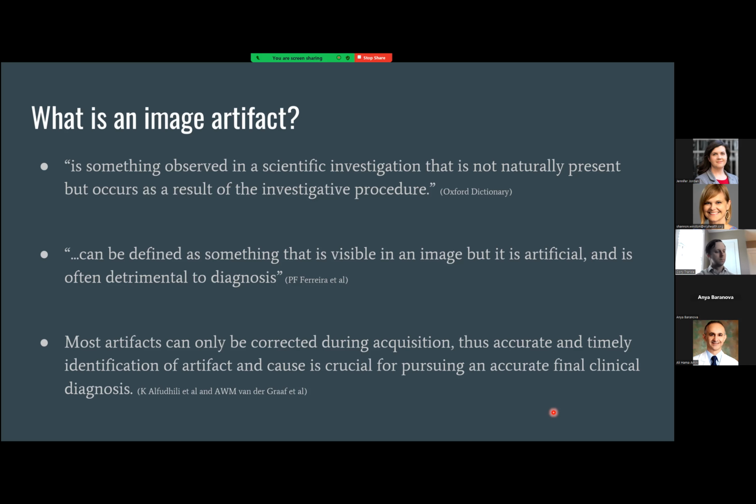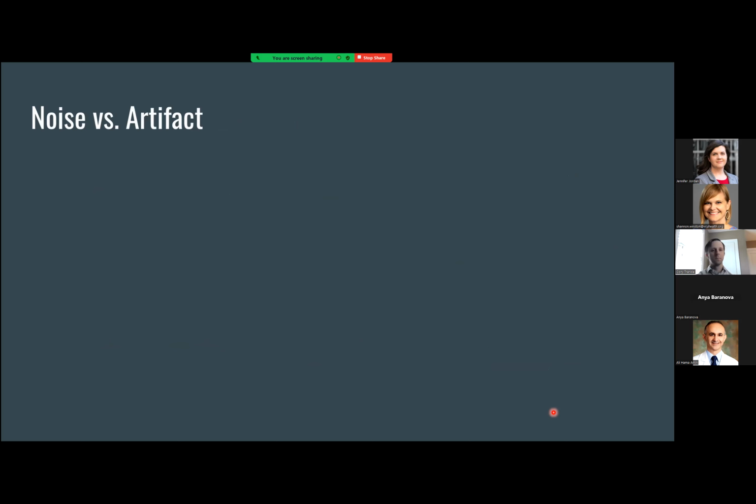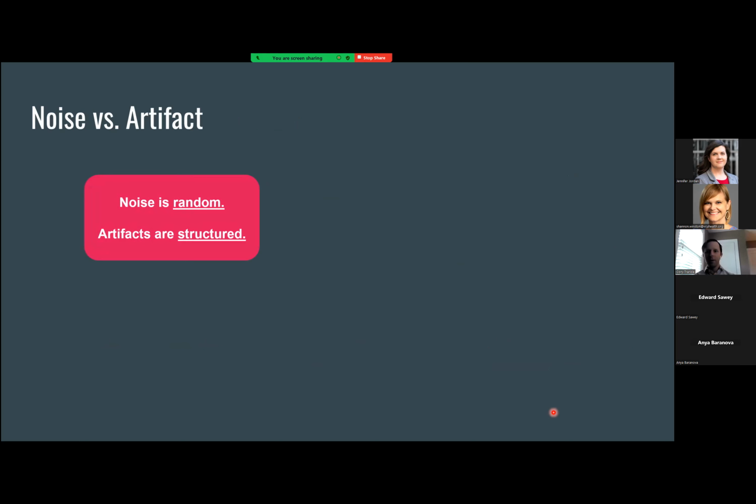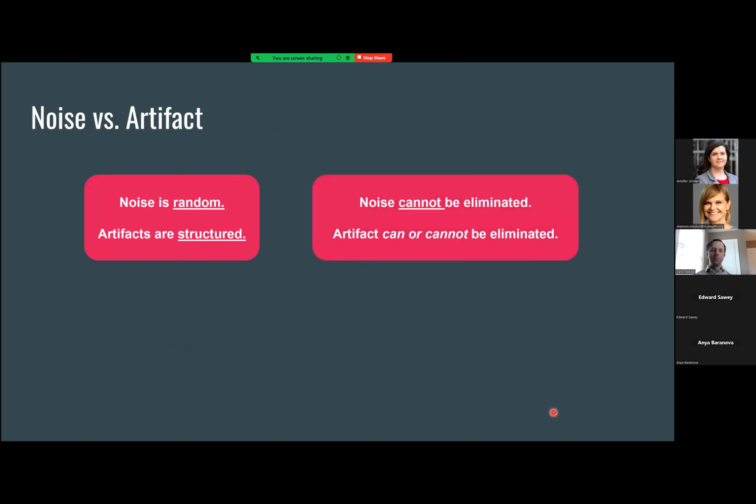Another point of clarification is the difference between noise and artifacts. Noise is something that occurs randomly in the image, whereas artifacts are structured. When we think about adjusting our image acquisition, noise cannot be eliminated, but the artifact may possibly be eliminated. So that's another thing to consider.